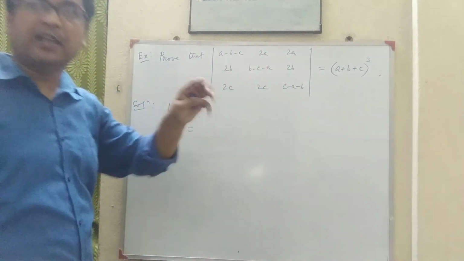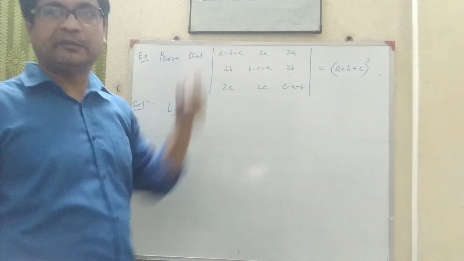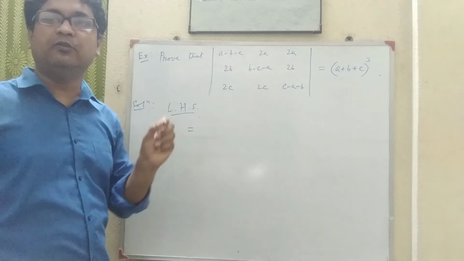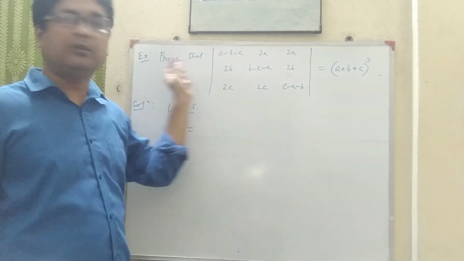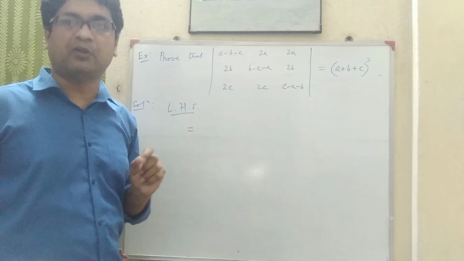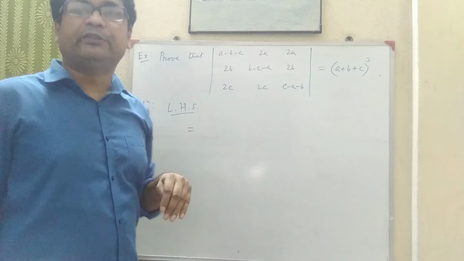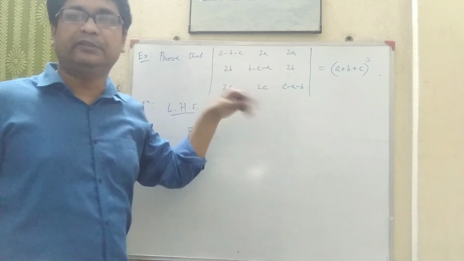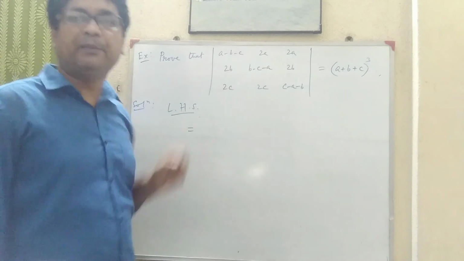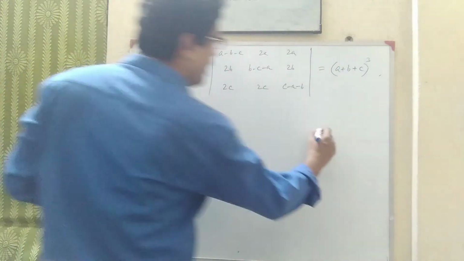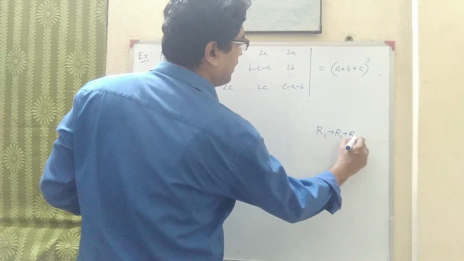So our target, in this type of problem where you can expand, will be to make as many zeros as possible, and for that first we have to make all the elements the same in a particular row or column if possible. So here it is possible if we add all the three rows. If we add all the three rows, then each element becomes the same, a plus b plus c. So we will apply this operation: R1 changes to R1 plus R2 plus R3.